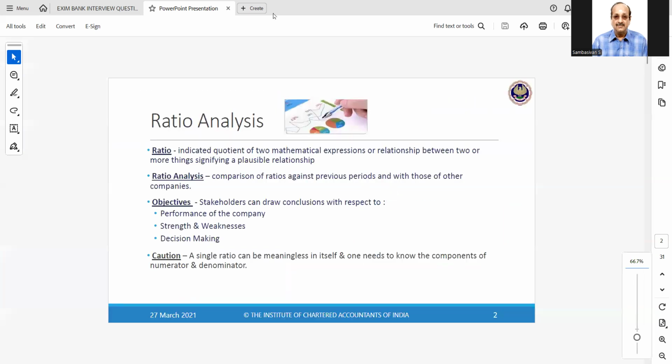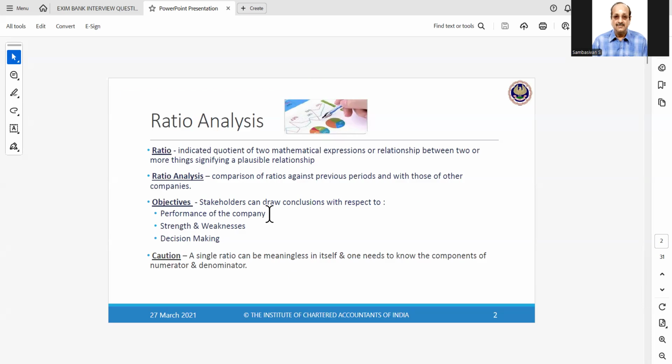Ratio analysis. Ratio means it indicates the quotient of two mathematical expressions or the relationship between two or more things, signifying a plausible relationship. What is ratio analysis? Comparison of ratios against previous periods and with those of other companies.